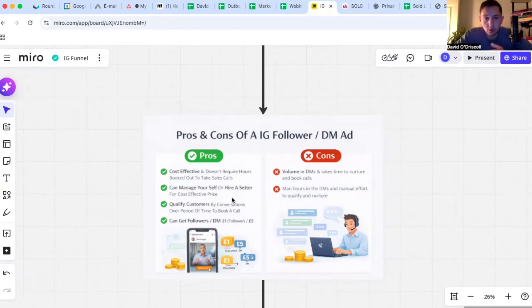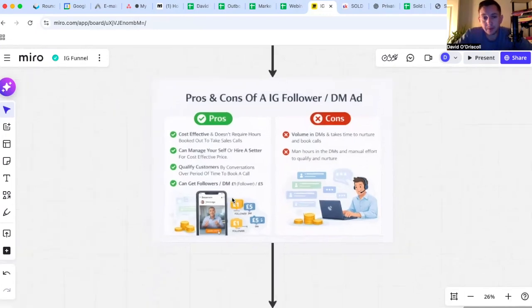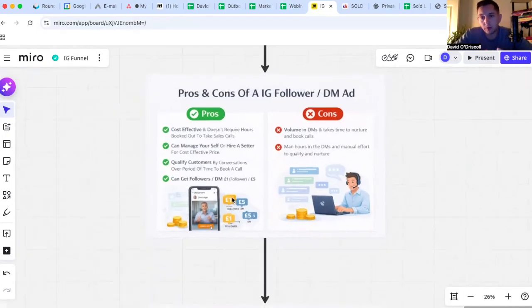Okay. You can obviously manage it yourself or you can hire a setter. It depends where you're at, right? Now, you will qualify customers by having conversations over a period of time, and you can get followers from anywhere from £1 and you can get DMs for around £5.